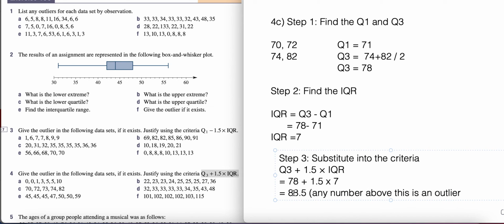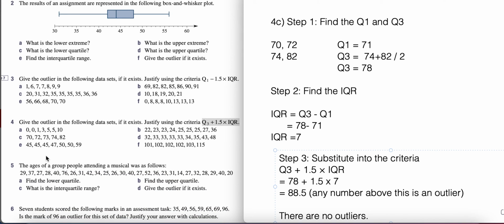Okay, so let's look at our data set. Is there any number in that data set that is more than 88.5? So part C, there is no number because it's 70, 72, 73, 74, and 82. We don't have a number above 88.5. So that means there are no outliers. Right, now that's the answer in this case.